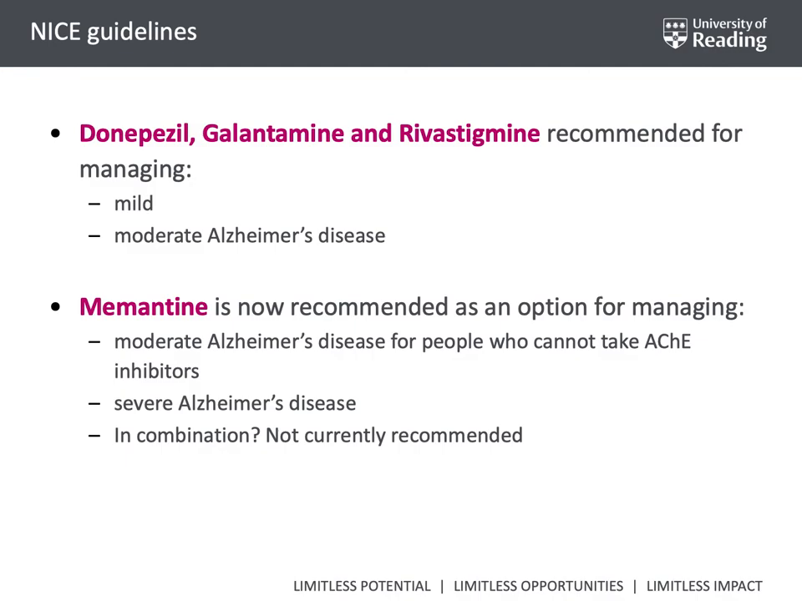So I guess this is the take-home message that you need to remember in terms of when you're going to use the particular drugs that we've talked about. So current guidance for donepezil, galantamine, and rivastigmine is for managing mild to moderate Alzheimer's disease. Memantine is now recommended as an option for moderate, severe, and potentially in combination, but that's not a current recommended treatment. And again, for those 40% of individuals, or 60%, 40% of individuals, who don't tolerate or don't respond to those acetylcholinesterase inhibitors, memantine can be an alternative option for you to look at.